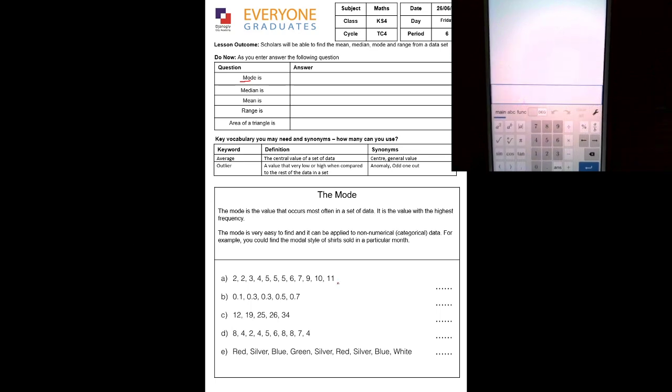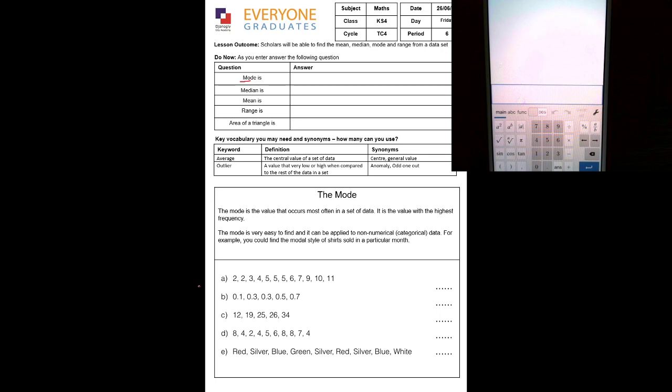So let's have a look first at the mode, the easiest one. The mode is the value that occurs most often in a set of data, the value of the highest frequency. The mode is very easy to find and it can be applied to non-numerical, categorical data. For example, you could find the modal style of shirts sold in a particular month. So think about that. If we asked everybody what their favourite colours were in the whole class, and there were 11 people that said red, that would be the modal colour if that was the highest number.